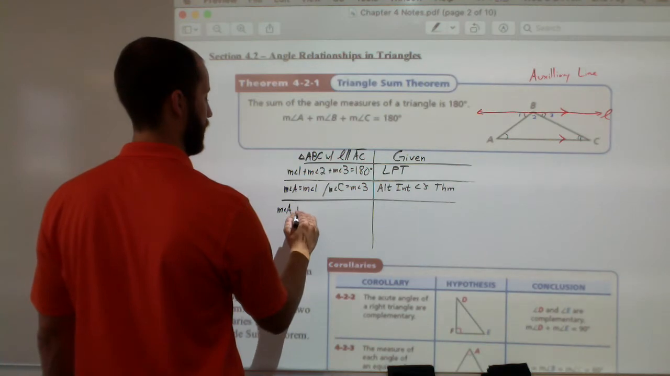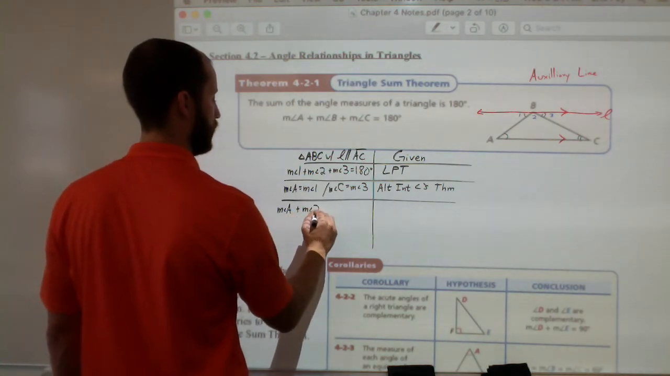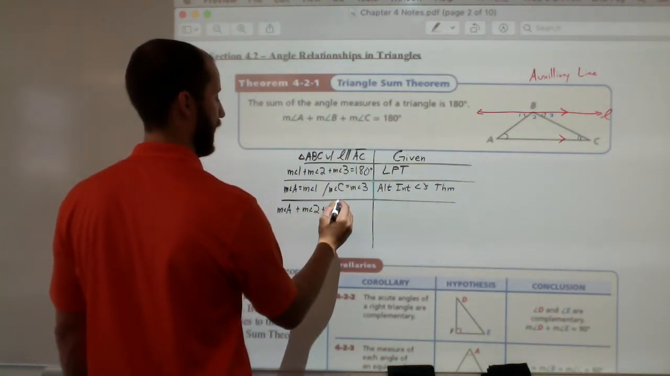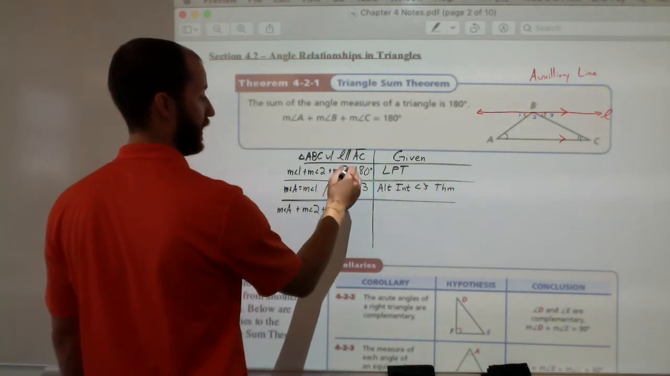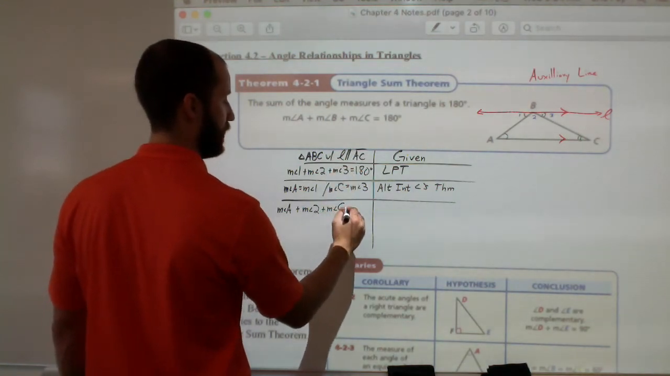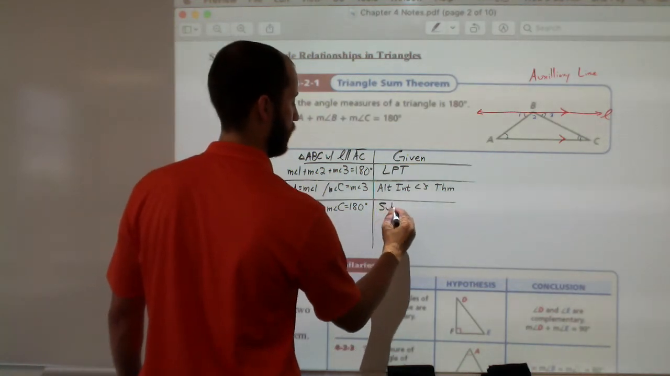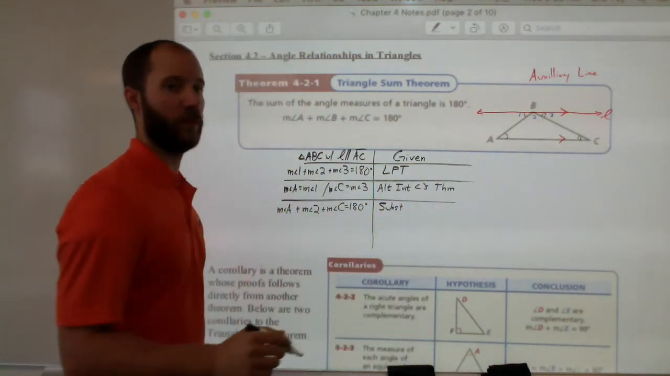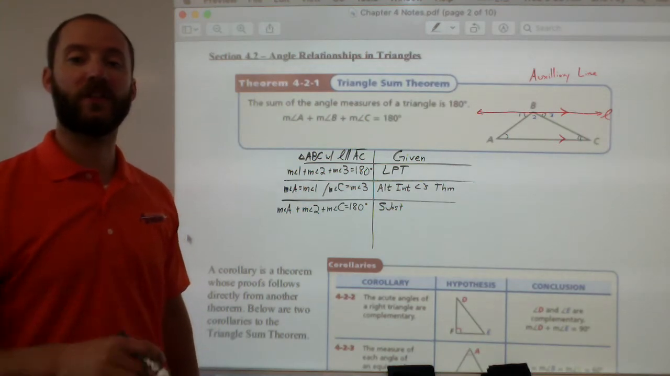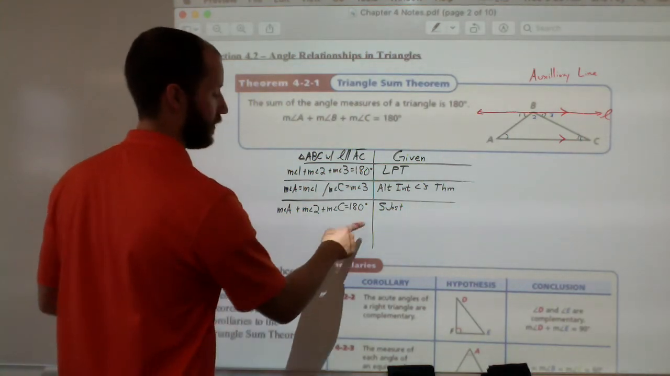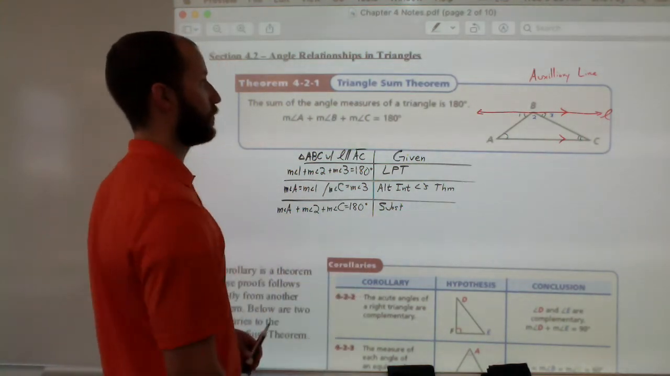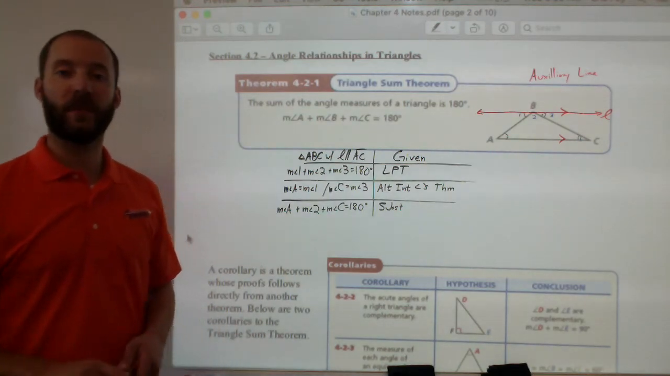So measure of angle A plus the measure of angle 2 plus the measure of angle, take C, replace the measure of angle 3 with measure of angle C. And that is by substitution. Whenever you're replacing something, you are substituting. And we have our proof of the triangle sum theorem.